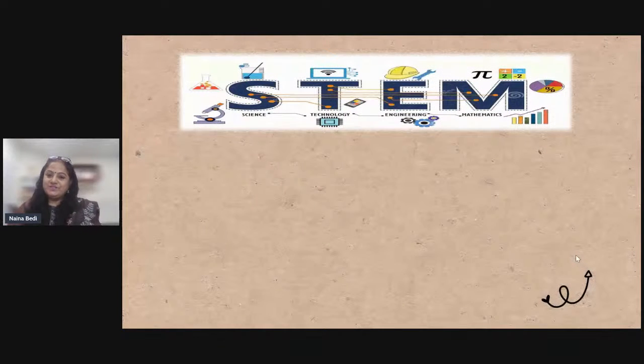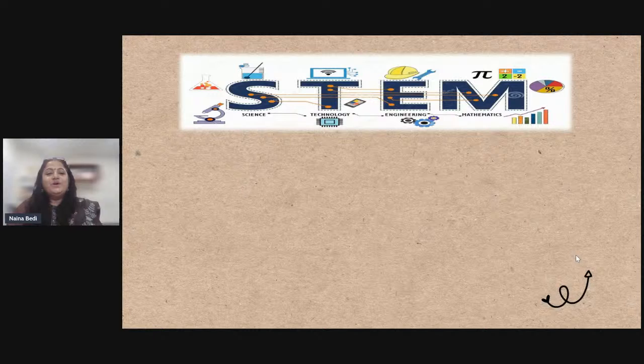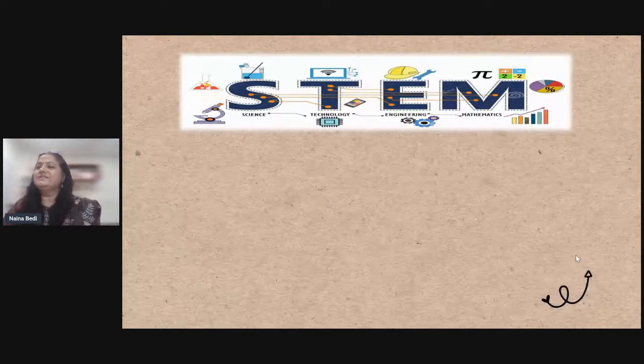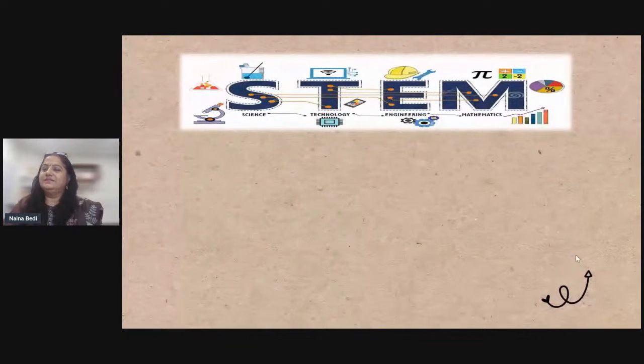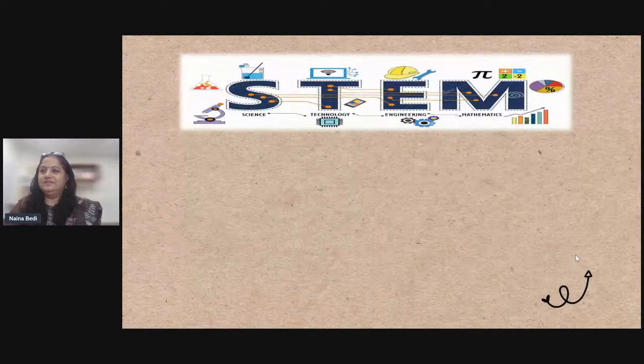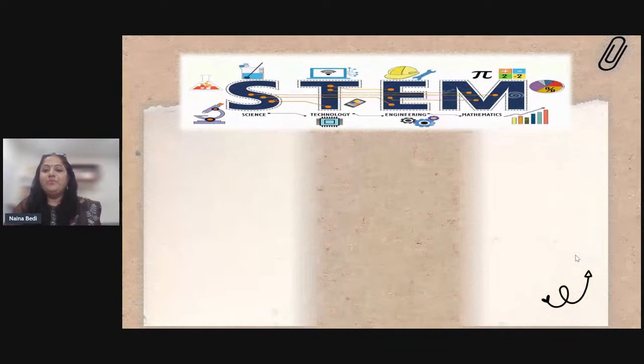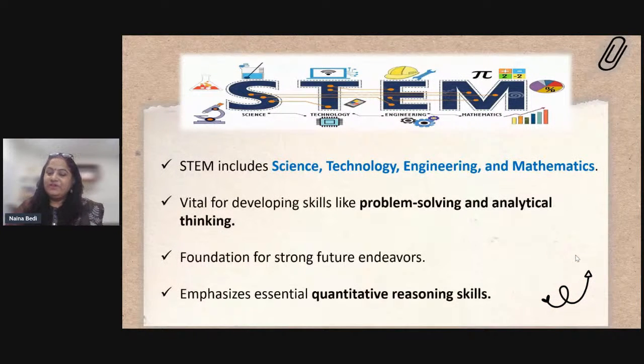So, first of all, I have a question for everyone. Teachers, what do you understand by STEM? I hope everyone knows. I would like to request the teachers to write in the chat box what the full form of STEM is. The full form of STEM is science, technology, engineering, and mathematics. It's a new approach in our education that deals with problem solving and analytical thinking, keeping the foundation for future endeavors, and also giving reasoning skills to the students.